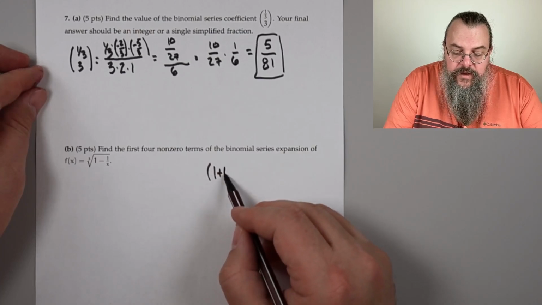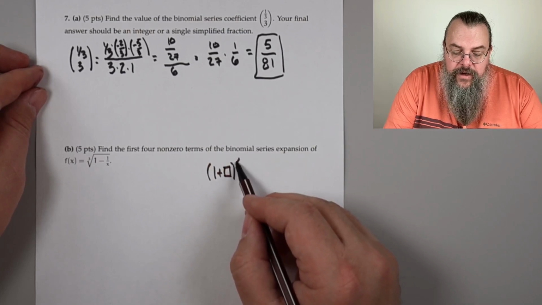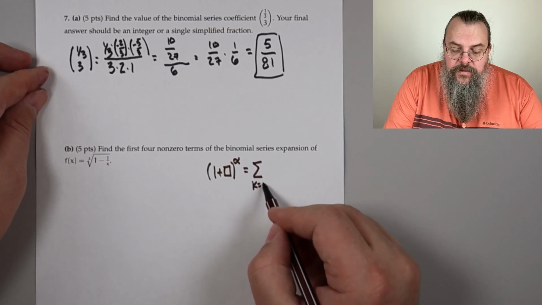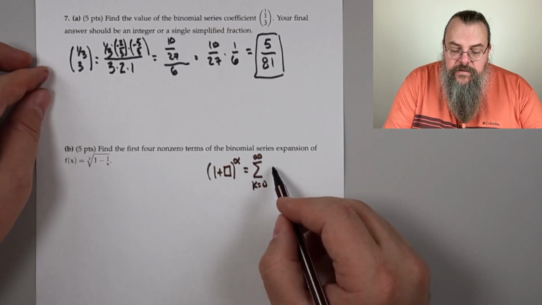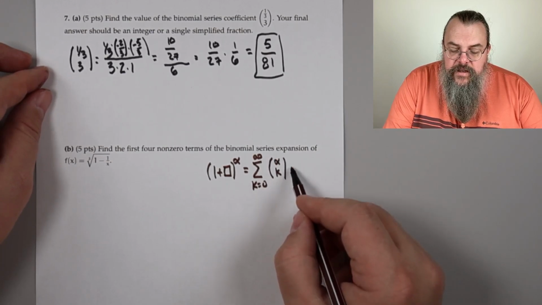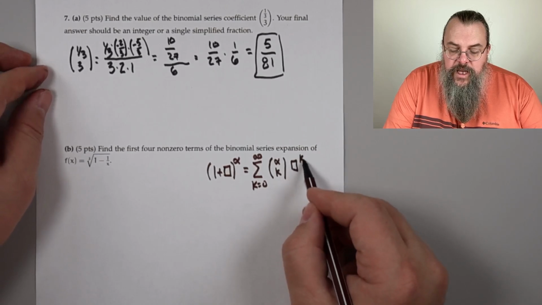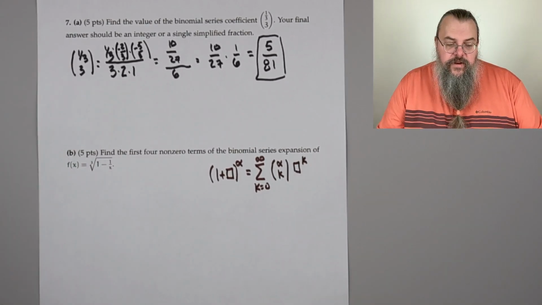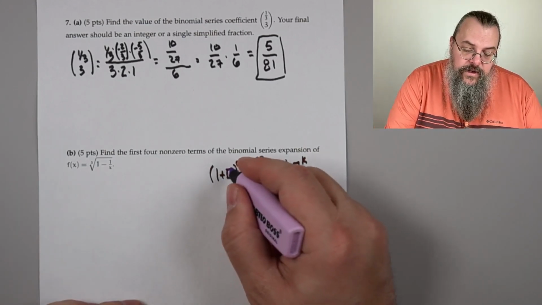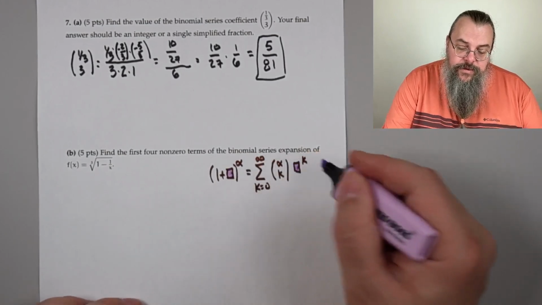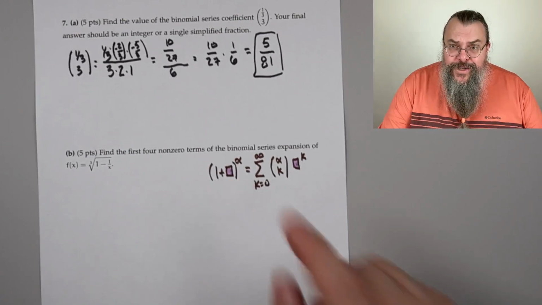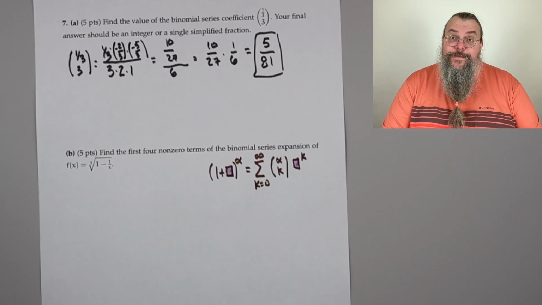1 plus something to the power alpha is equal to the sum k equals 0 to infinity of alpha choose k, times whatever we have to the k power. All right, so that's our generic formula that we have to go off of. And so now the age-old question: what's in the box? What's in the box? What's in the box? All right, so how do we find that?